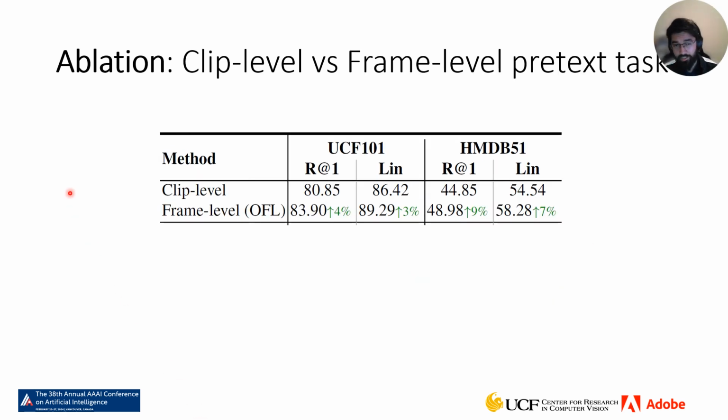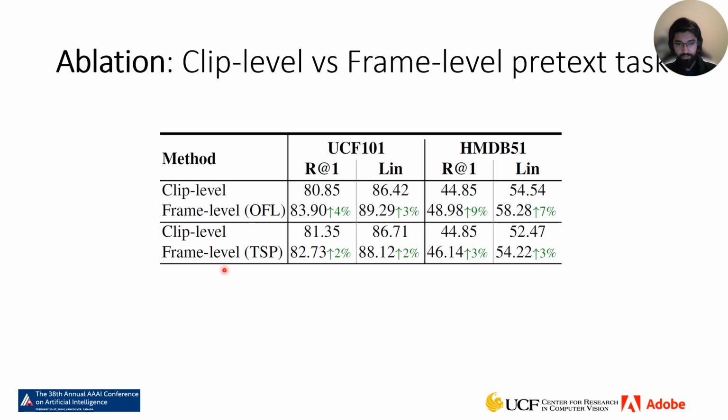Here we are comparing traditional clip-level temporal pretext tasks to our proposed frame-level temporal pretext tasks. For the sequence order verification task, while going from clip level to the frame order verification task, we see that we get a 4 to 9% boost across the protocols. And this is also true for skip rate prediction. So we see that just going from clip level to frame level contributes significantly to our improvement.